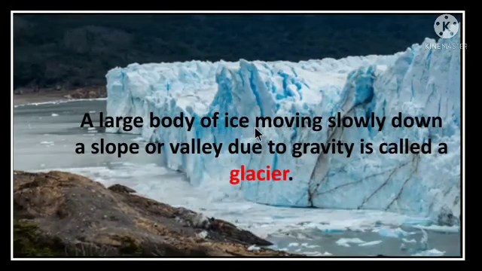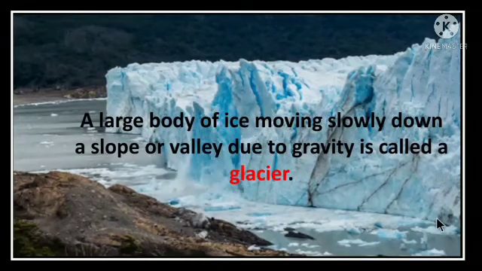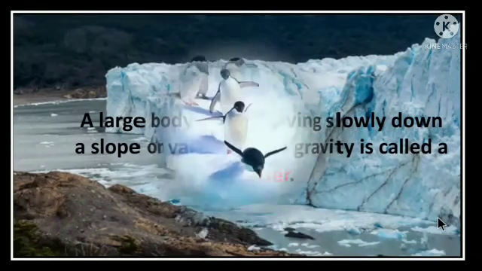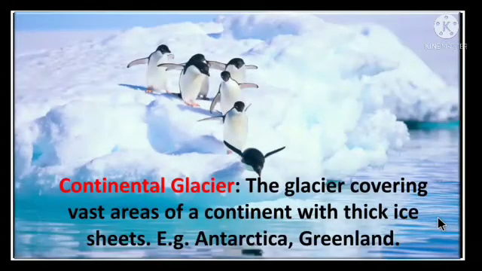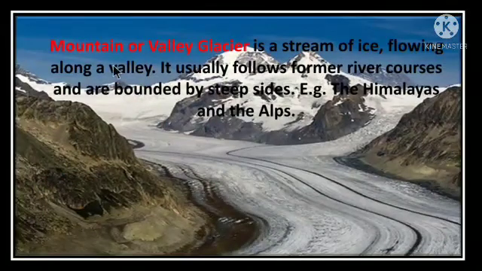We have two types. First one is continental glacier. Continental glacier means covering a large area of a continent with thick ice. For example, Antarctica and Greenland. The second type of glacier is mountain or valley glacier. Mountain or valley glacier means the stream of ice flowing along a valley, which follows the river courses and is bounded by steep-sided mountains. For example, the Himalayas and the Alps.